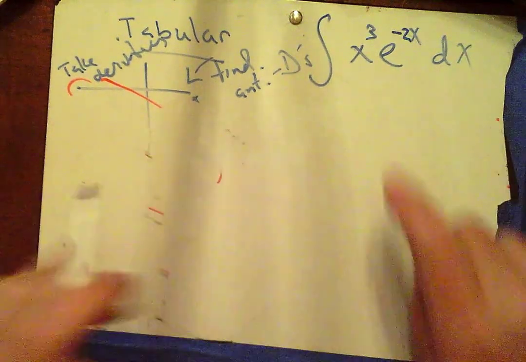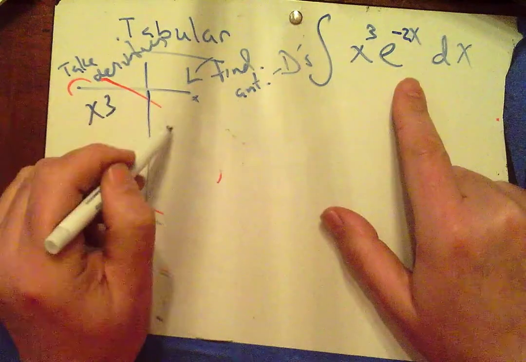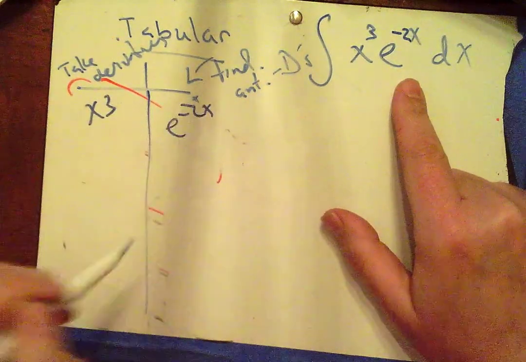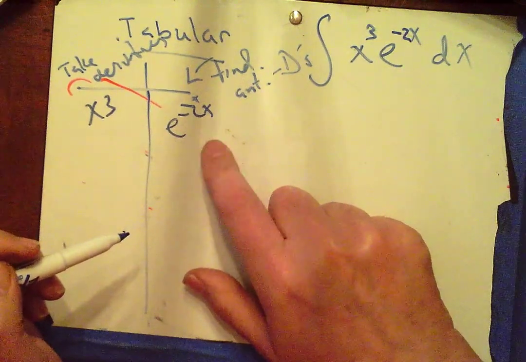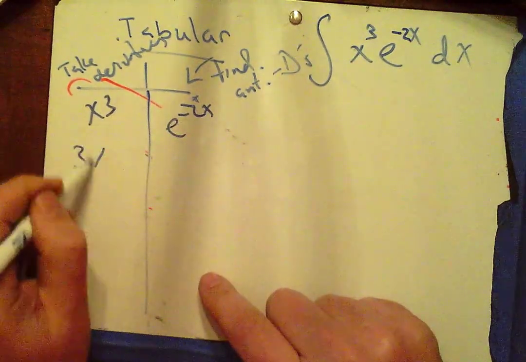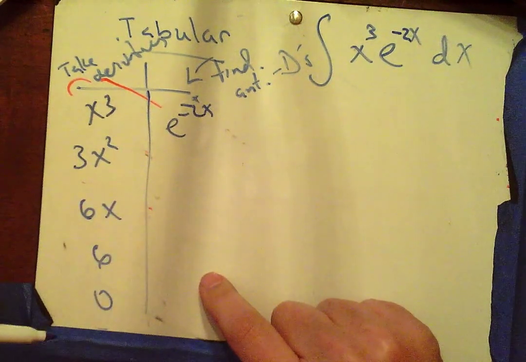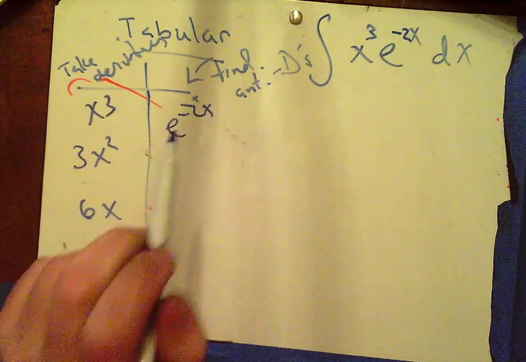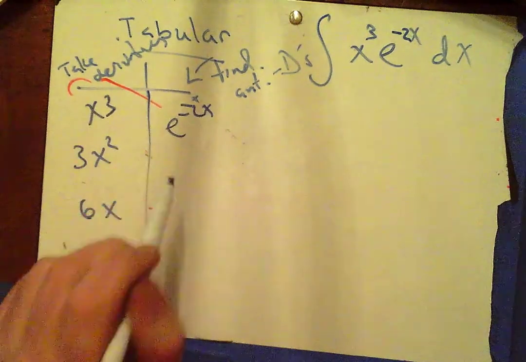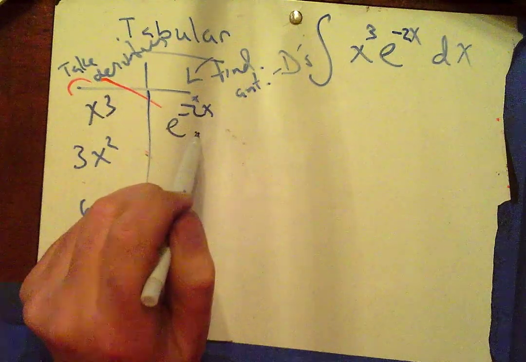Okay, this problem. Still have to take derivatives on one side and antiderivatives on the other. And some students have difficulty with this, so we need to think about this. This, no problem, you're all really comfortable. 6, 0. Okay, I know, stop. There's nothing else to take the derivative of. Now, over here, I'm doing antiderivatives.